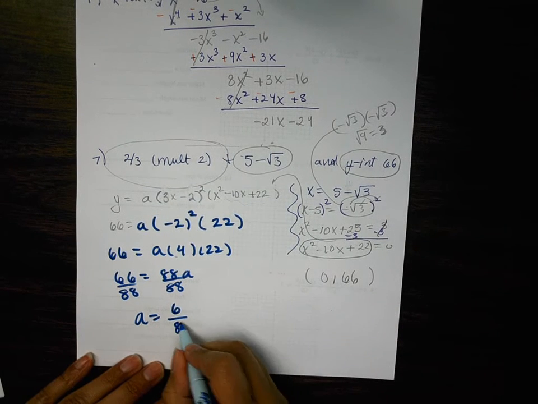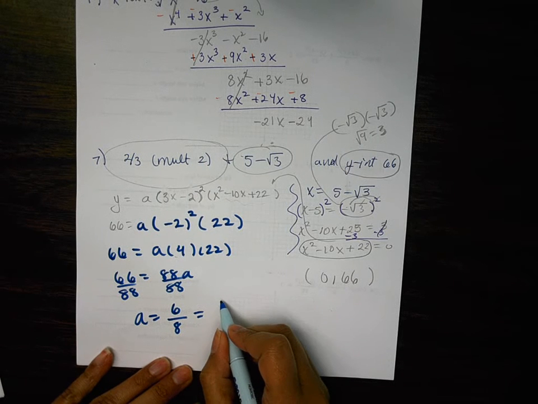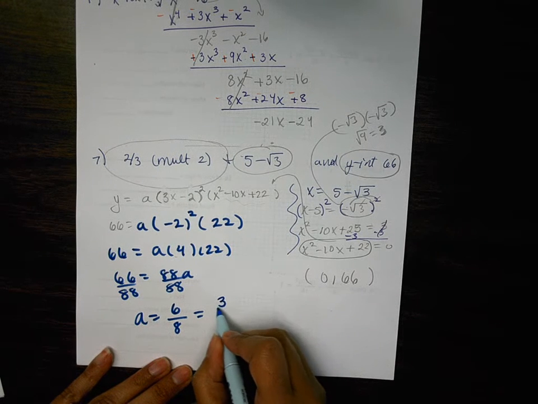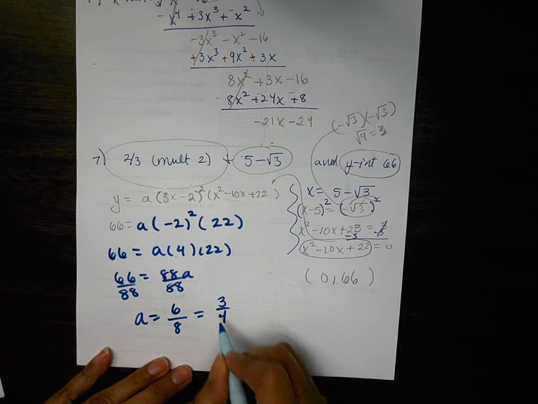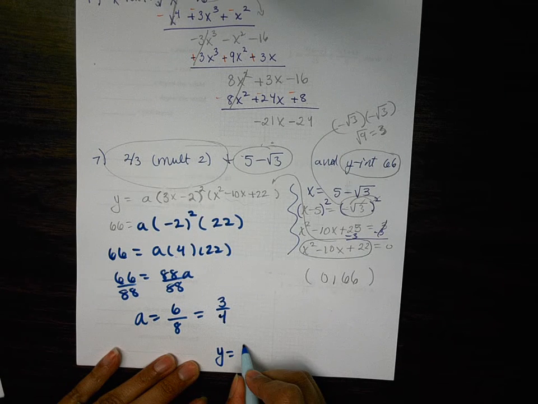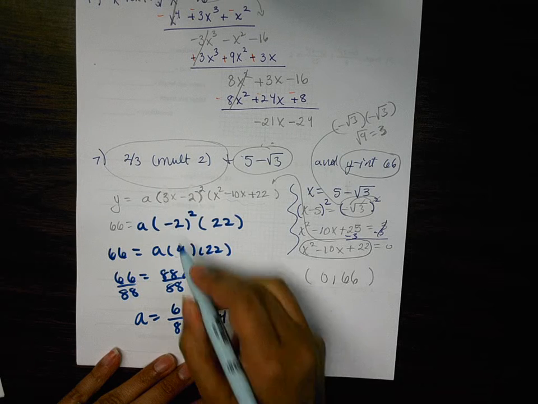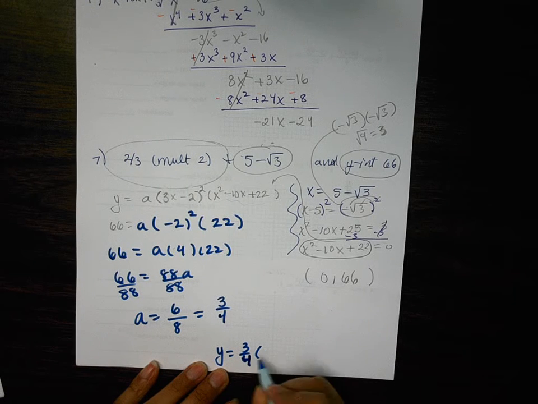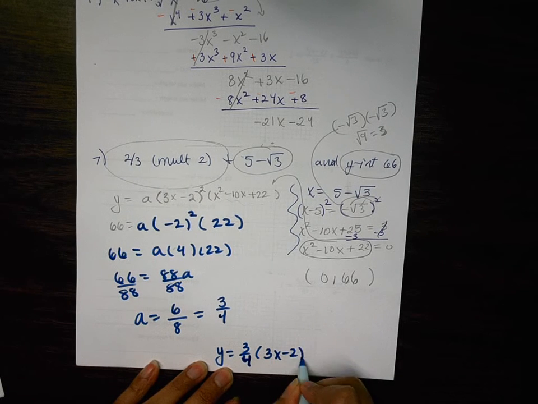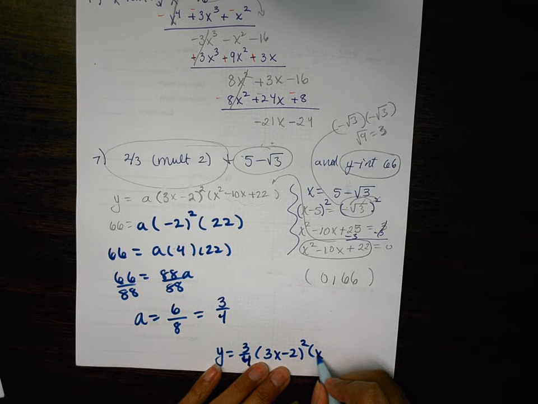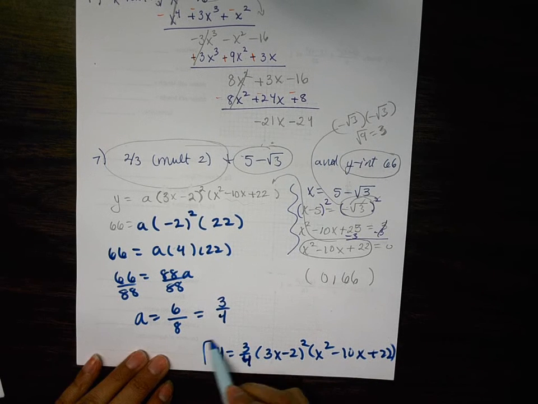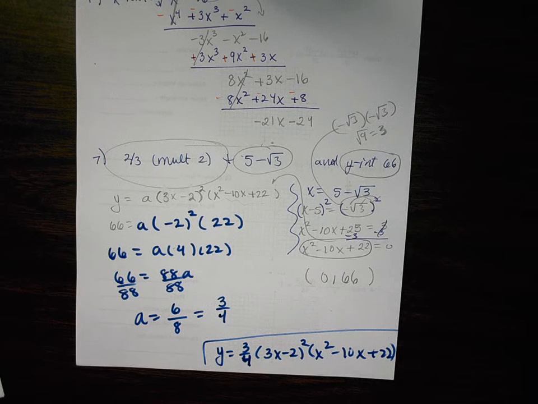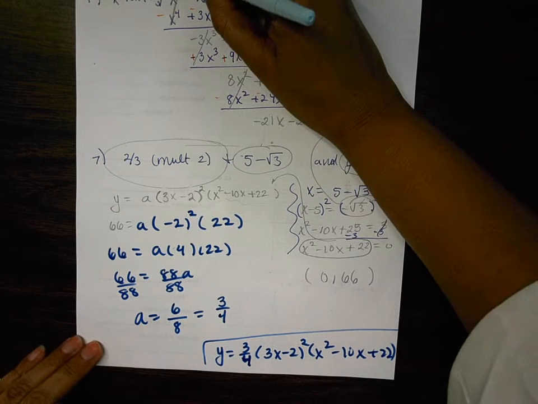Okay, do we agree at the least it divides by 11? What's 66 divided by 11? 6, okay, 6 over 8, which reduces to, divided by 2, 3 over what, guys? 4. Okay, y equals 3/4, 3x minus 2, quantity squared, and then the x squared minus 10x plus 22.